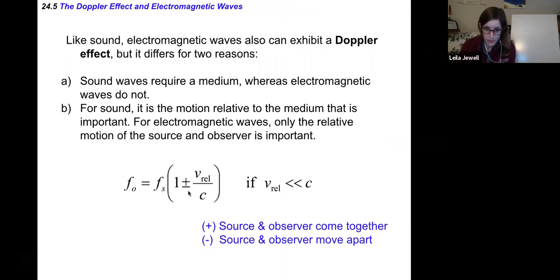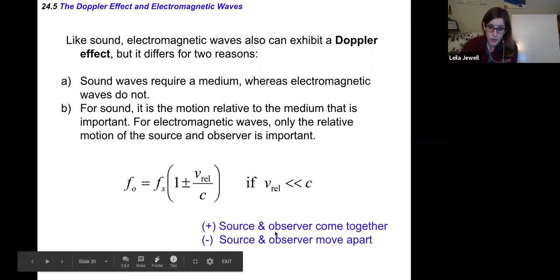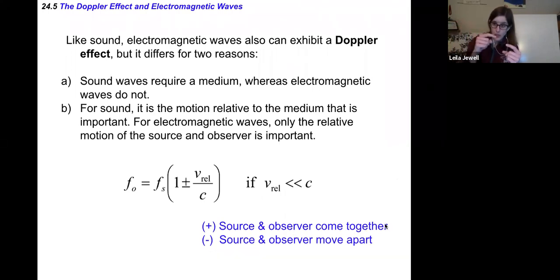Now, this plus or minus here is an important detail, and that's one where you'll have to fill it in based upon the description in the problem. So we put a positive sign if the source and the observer are coming together. If the source is moving towards the observer or the observer is moving towards the source, either way, if they're coming towards each other it's positive, and we'll use a minus if they're moving apart. If the distance between them is increasing, either way there.